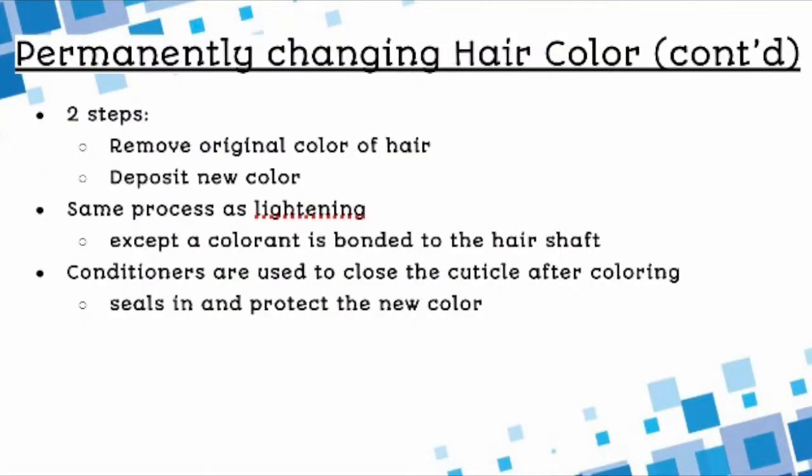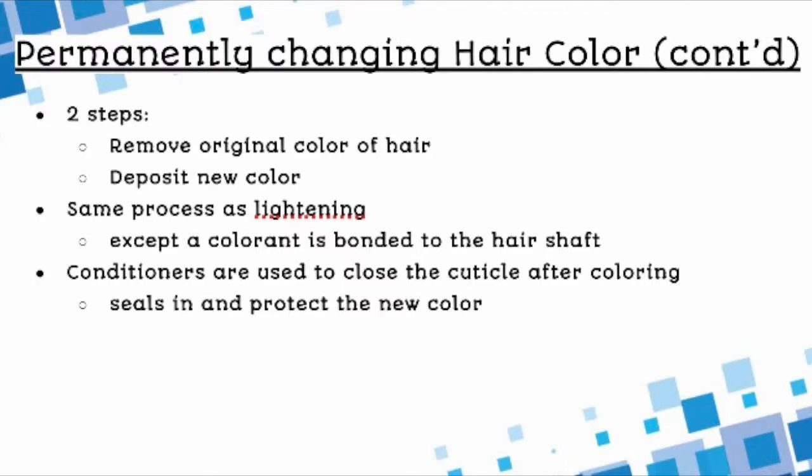The process of permanently changing your hair color occurs in 2 steps. However, these steps occur simultaneously. These steps include the removal of color and the deposit of new color. You can think of the process like a Ferris wheel. As people leave the Ferris wheel, new people are allowed on, and the ride continues.